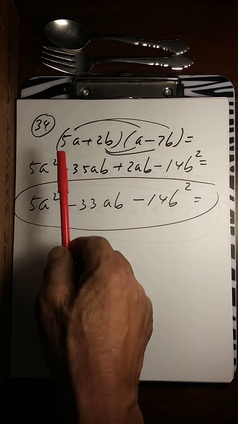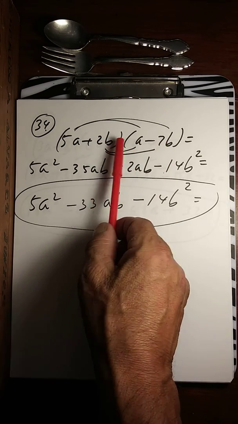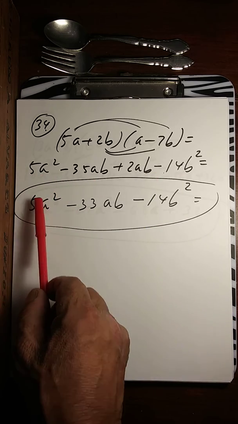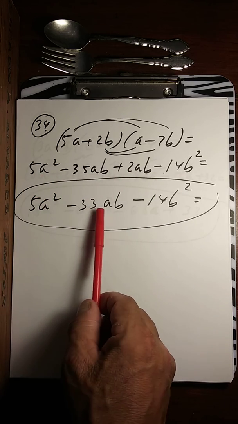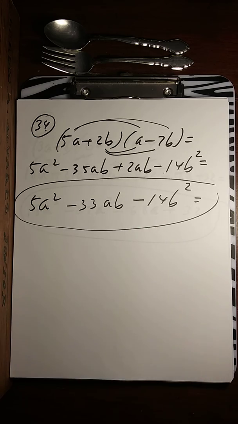Descending order. 5a times that is 5a squared. That times that is negative 35ab. That times that is 2ab. That times that is negative 14b squared. 5a squared, and this right here is going to be negative 33ab minus 14b squared. So 5a squared minus 33ab minus 14b squared.